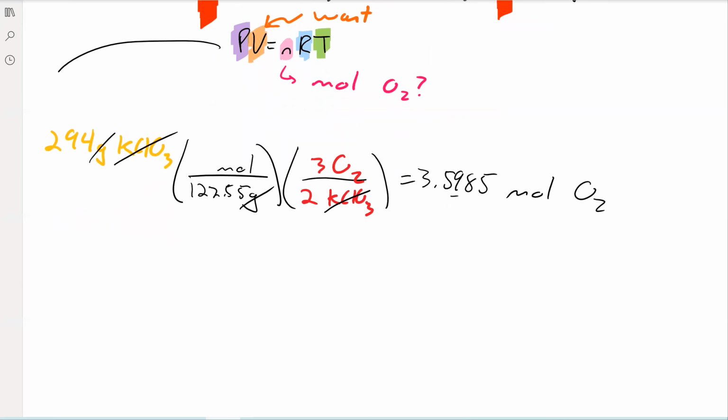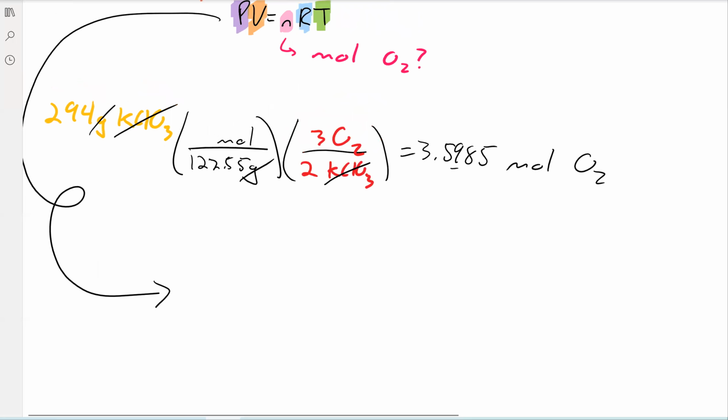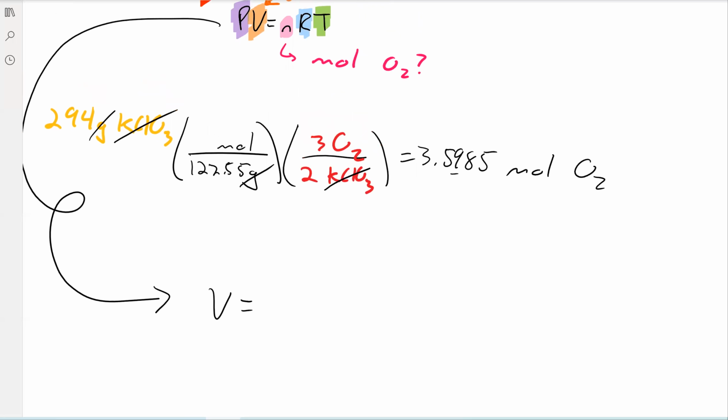And then what we're going to do is rearrange our equation to solve for V, my bad, volume is what we want. So V is equal to nRT over P. And now we start the plug-in and the chug-in, right? So our n is 3.5985 moles.